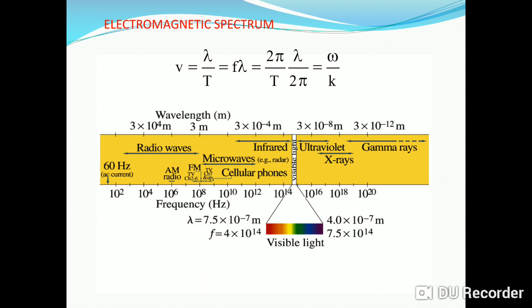So next one, that is the spectrum of an electromagnetic wave. The velocity v is equal to lambda by t. So 1 upon t is equal to f. So v is equal to f into lambda. Now just multiply and divide by 2 pi. So 2 pi divided by t into lambda by 2 pi. So 2 pi into f is equal to omega and 2 pi divided by lambda is equal to k. So v is equal to omega by k.